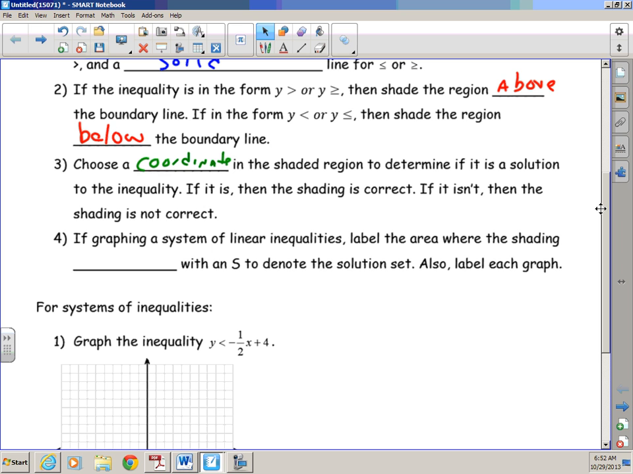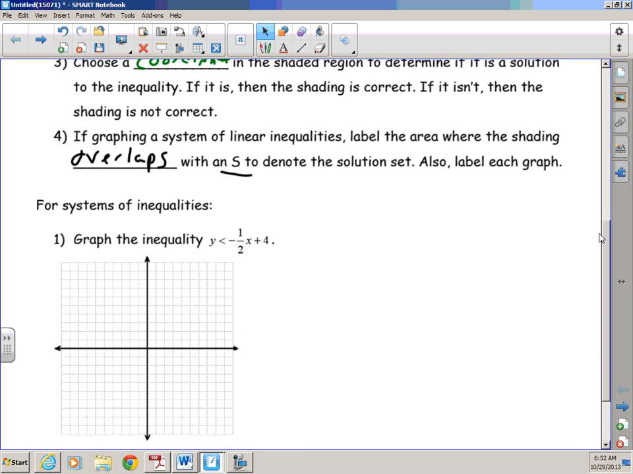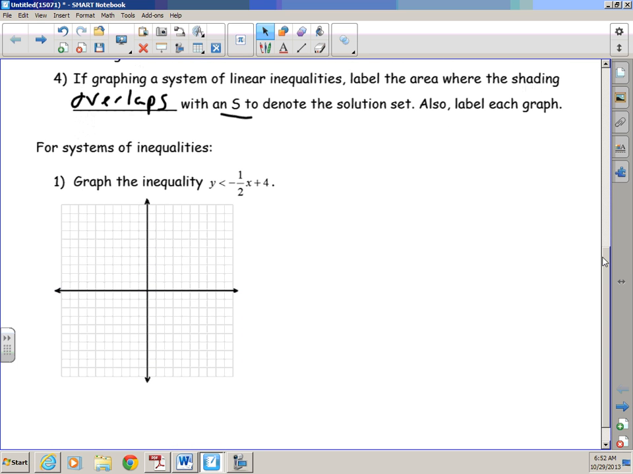Now, the only tack-on that's new here is if we are doing a system of linear inequalities, the last step that we need to do is to label where the shading overlaps with a big capital letter S to denote the solution set. Okay? And then also, let's remember to label each of our graphs, because we have more than one. All right, so let's first start by graphing a single linear inequality.